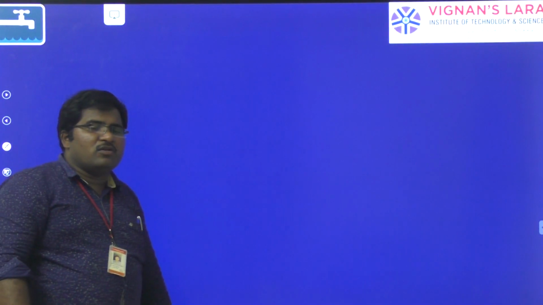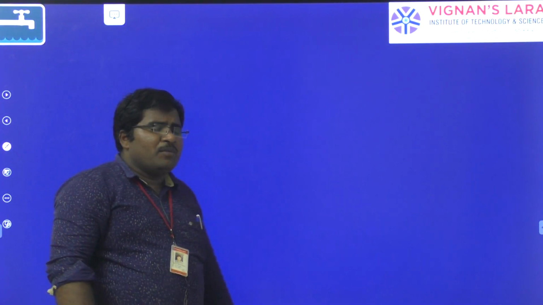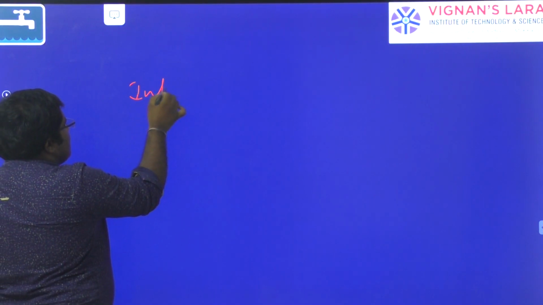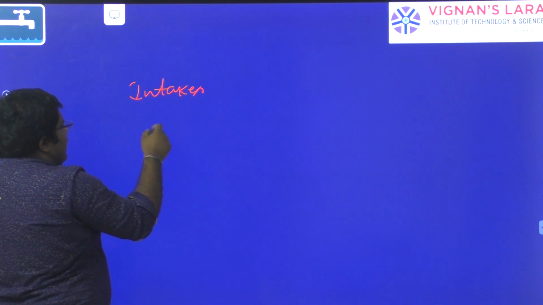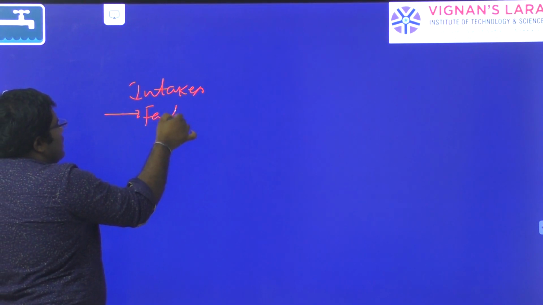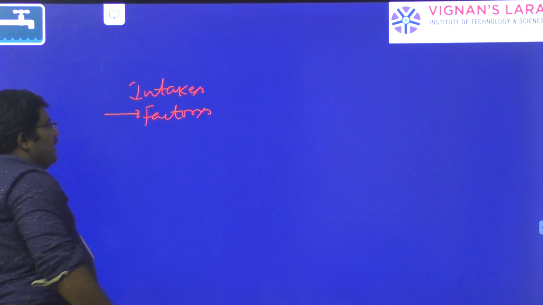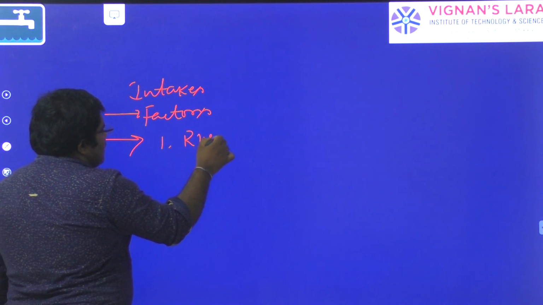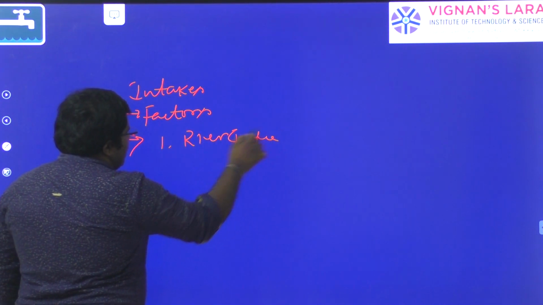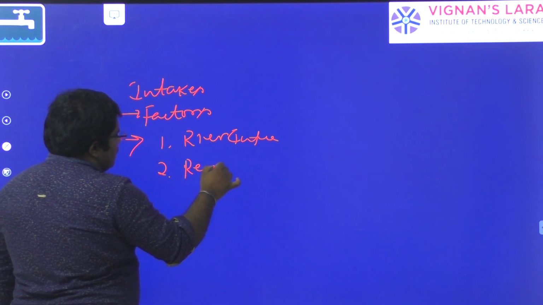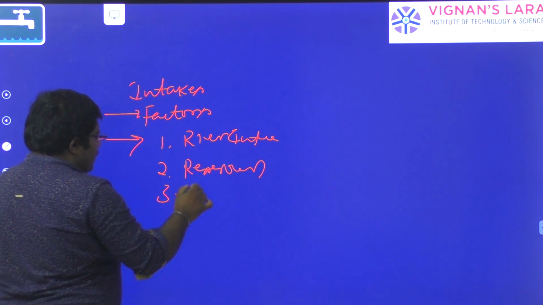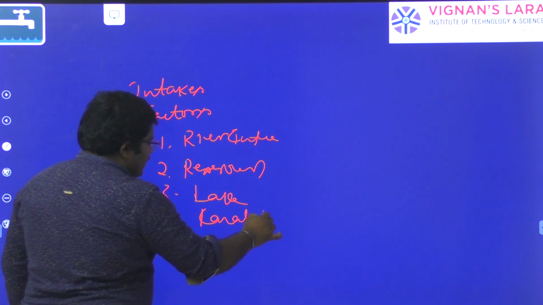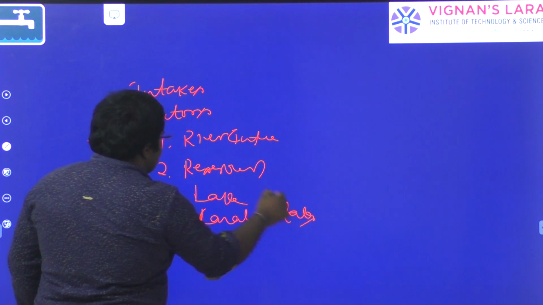So I am going to conclude now. In the previous class we saw what structures are there to collect the water from the source. Those structures are called intake structures, right? We saw the different factors that affect the locating of the intake structure. And we saw the classification of intake. In that we discussed river intake, second one is reservoir intake, third one is lake intake, and fourth one is canal intake. These are the four main types discussed here.